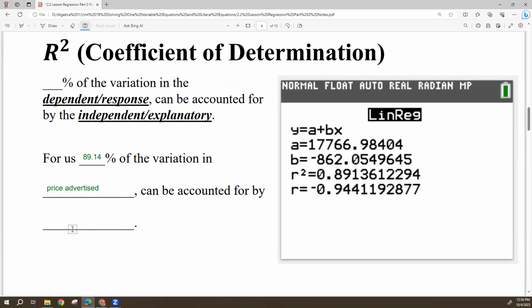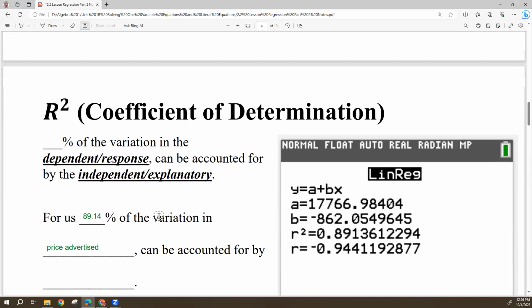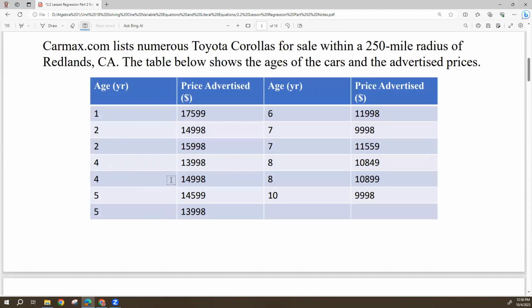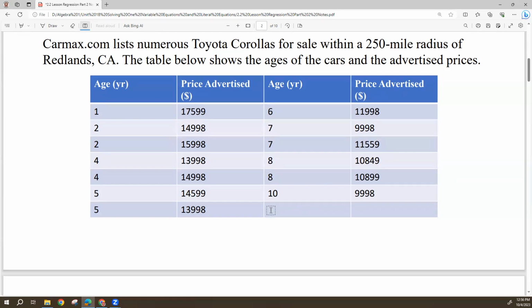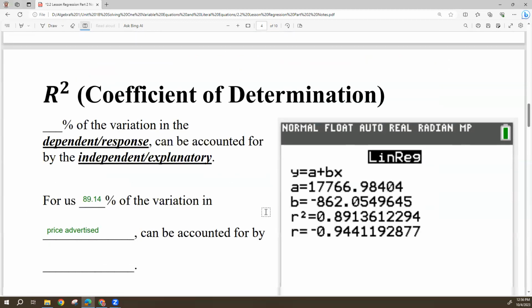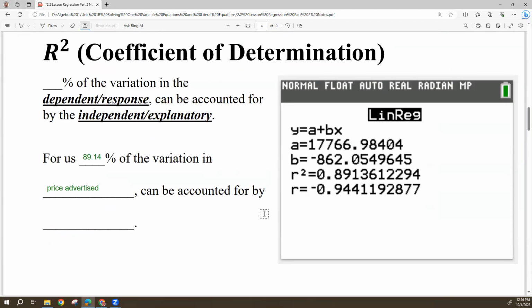So our vehicles aren't always going to be the same price based on how old they are. And in our data set, we can see that is true. So we have a couple vehicles that are 4 years old, they're different priced. A couple vehicles that are 5 years old, not the same price. 7 and 8, same thing. Typically, they're not going to be the same exact price for good reason. There are different things that affect the price of a vehicle besides the age. So for us, 89% of that variation in the price can be accounted for by the age of the vehicle.